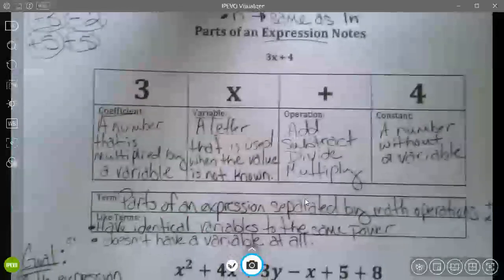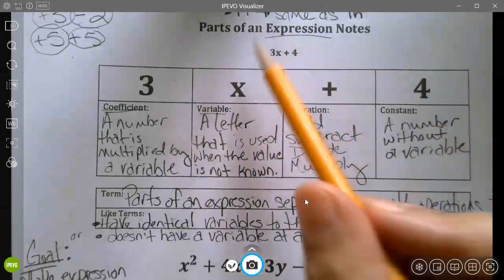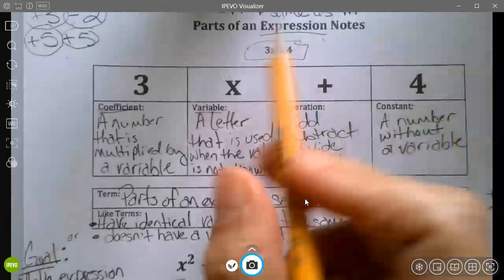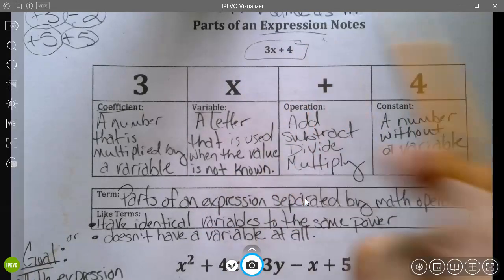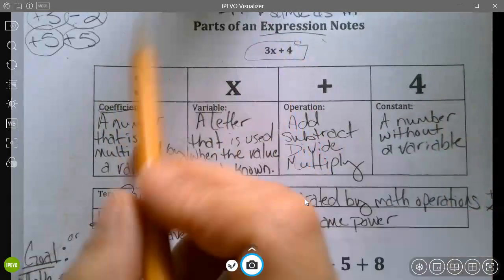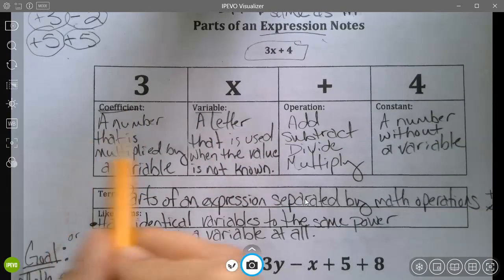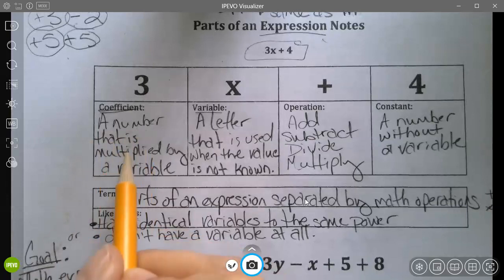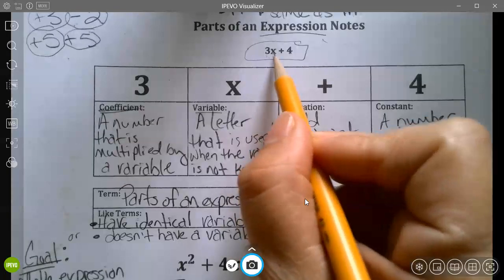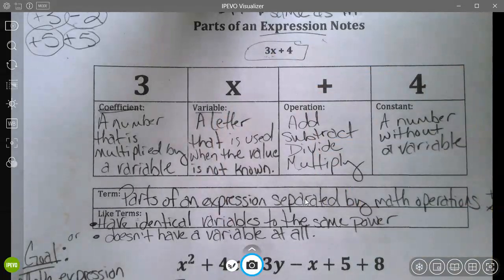All right, so now let's continue with defining some parts of our expression. So here's our expression, the 3x plus 4. Well, what do each of these mean? Well, the 3, that is a coefficient. And a coefficient is just any number that is multiplied by the variable. And see, the number is right next to the variable, so you know that they are being multiplied. So the 3 is the coefficient.